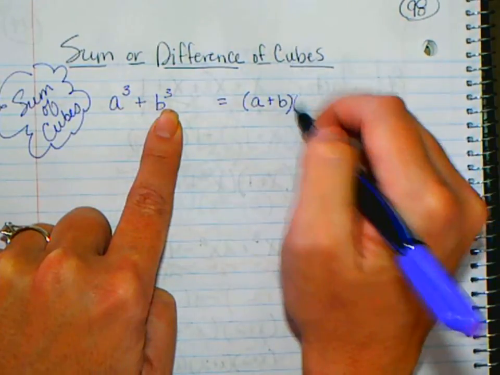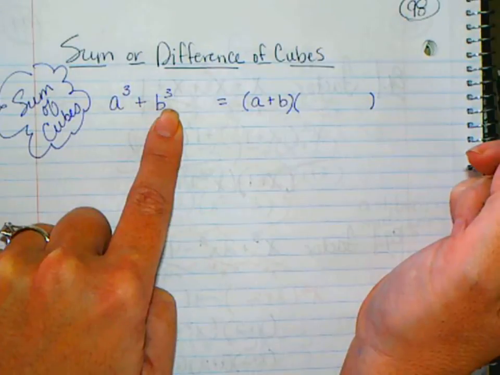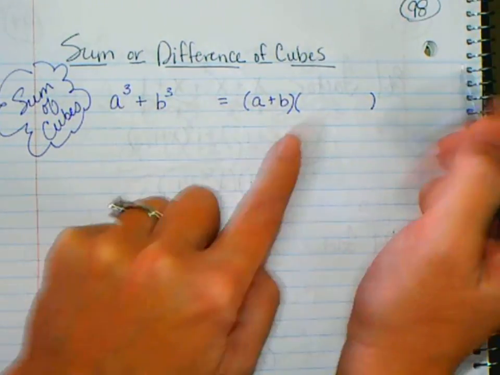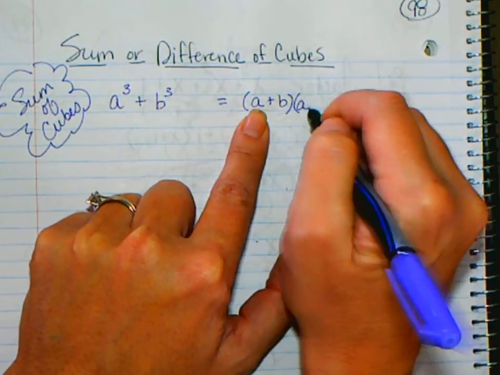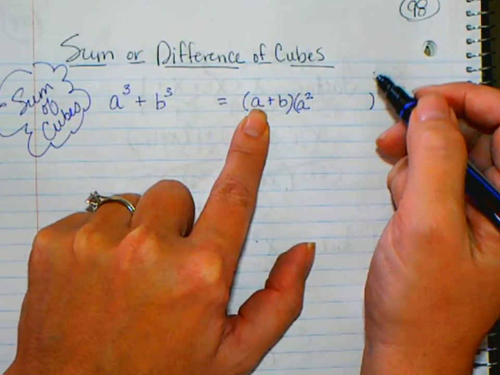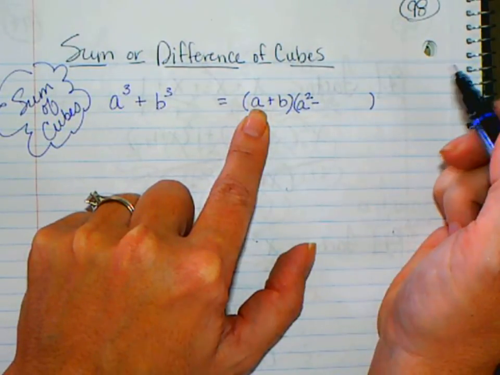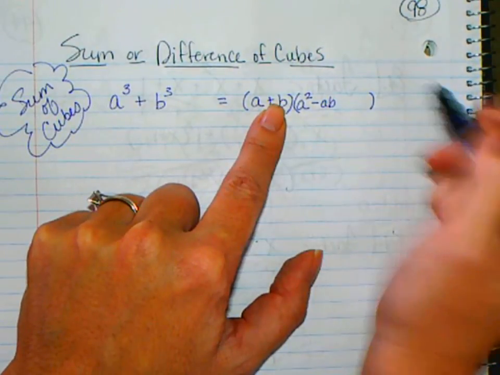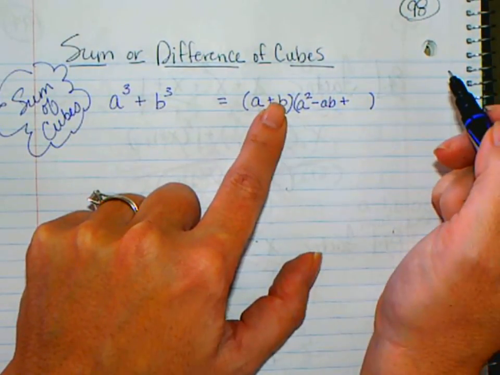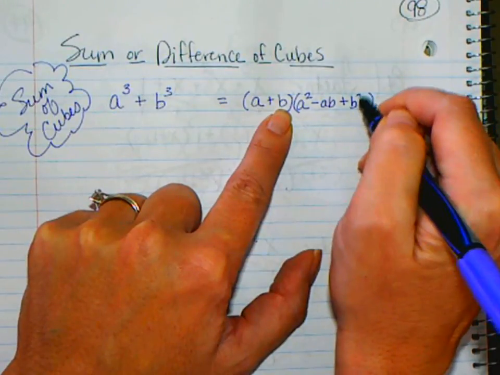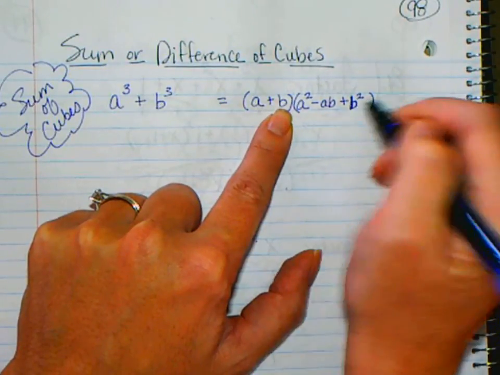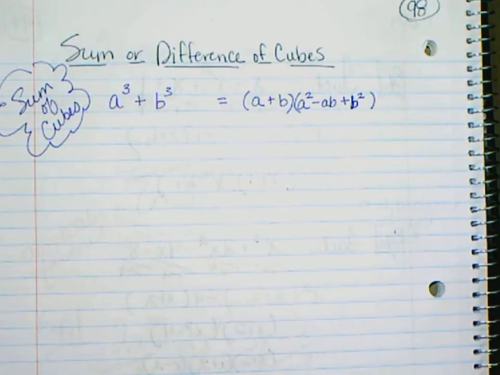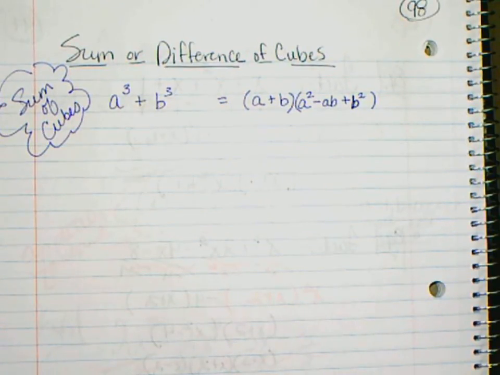And then your second set, you're going to have a trinomial, so you're going to have 3 terms there. In the second set, whatever a was, you square it. And then you subtract a times b. And then you add whatever your b was, you have to square it. And that's the pattern. The most difficult thing about it is making sure you have the right number for a and b and a squared and b squared and ab. Okay?